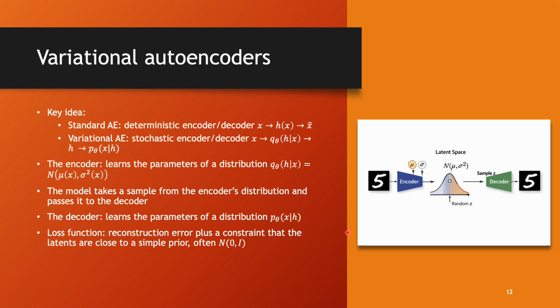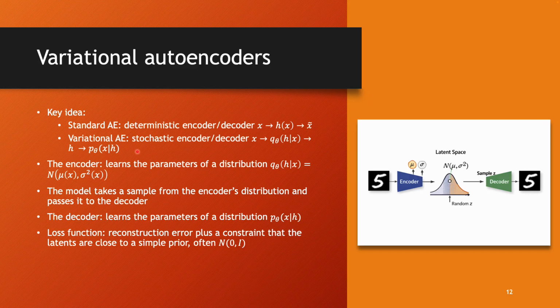One other very popular form of autoencoders is that of variational autoencoders, and here the concept is somewhat different. Whereas in standard autoencoders we have a deterministic encoder and decoder, in other words we have some functions for the encoder and the decoder, so you have an input and that's associated to the latent representation h of x, and that's then mapped into the output of the neural network that hopefully is not too far from the input.